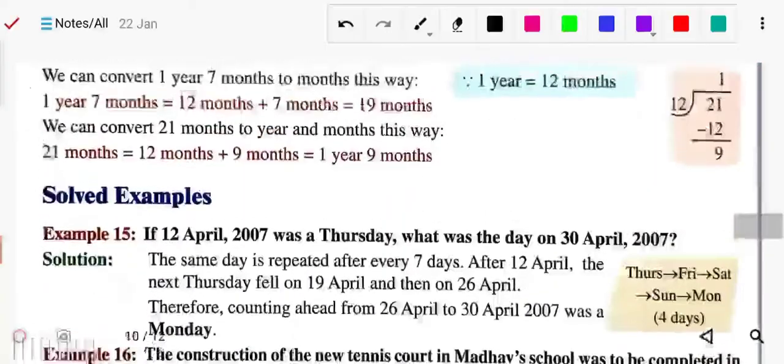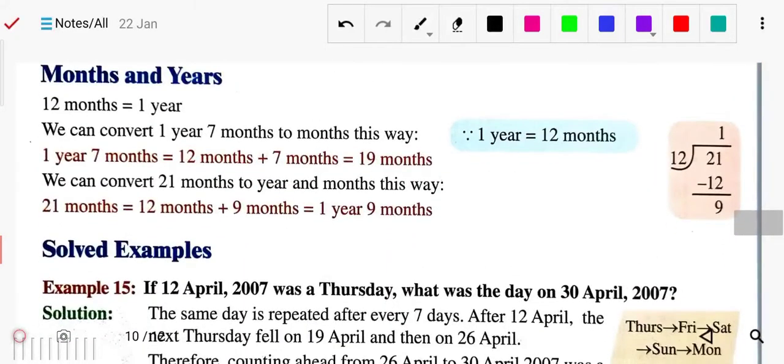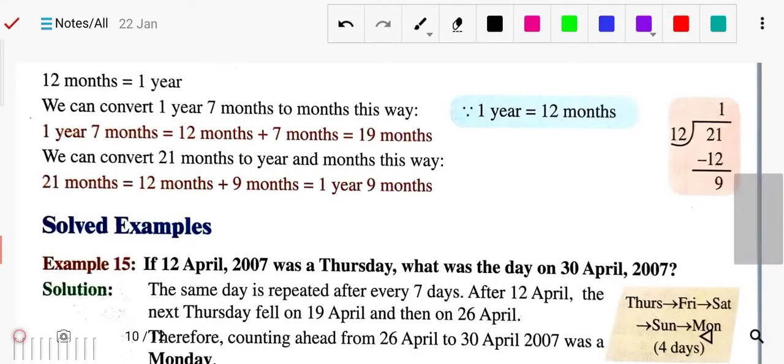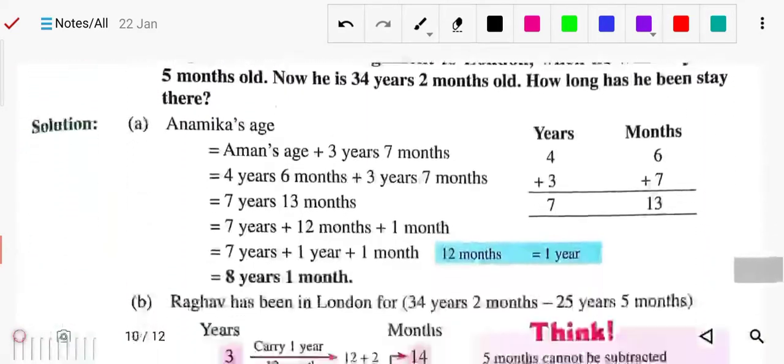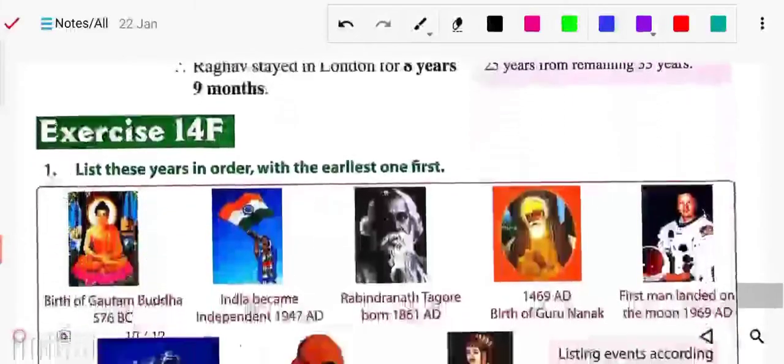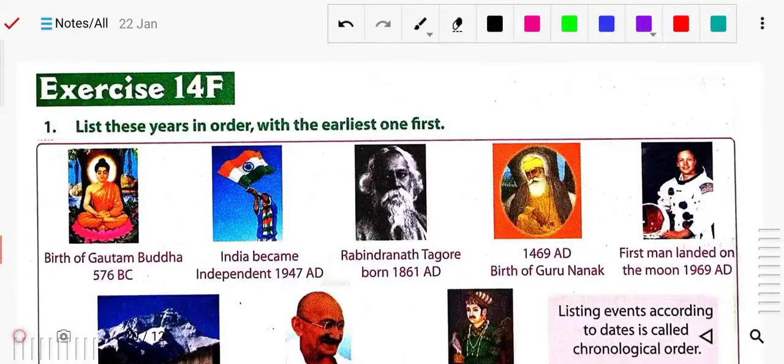Now next you can see that we will do months and years. Based on this we will do some questions. So let's see some examples. Now directly we will solve this exercise 14F. List these years in order, with the earliest one first. There are some years given with AD and BC.